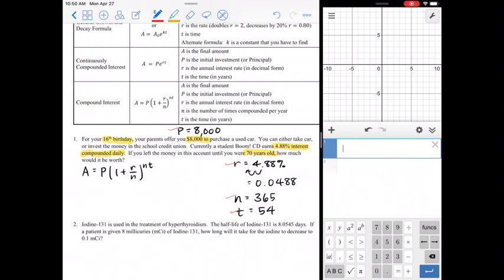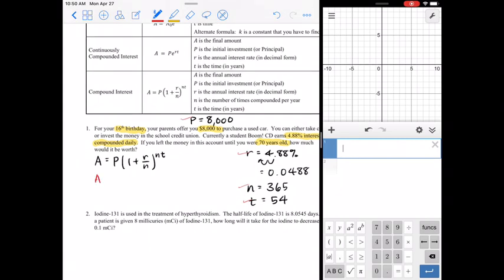So what you're going to be putting in your calculator looks like this. So 8,000 times 1 plus our R is 0.0488. And our N is 365. That's being raised to 365 times 54. And so I'll be using Desmos. You can use whatever calculator you have.